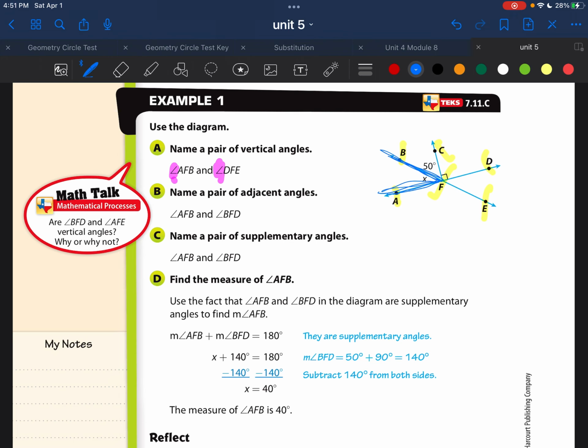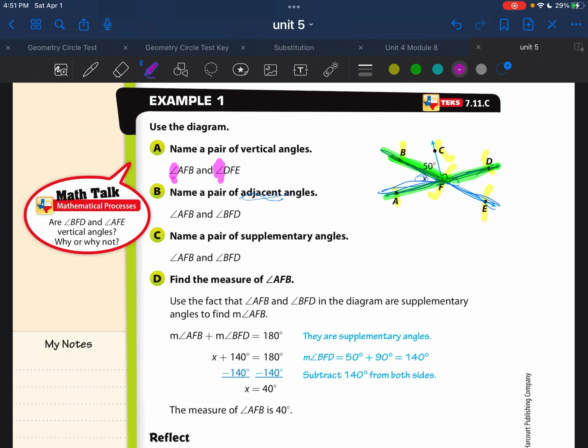Here, all right, and D, F, E. These are vertical angles, okay? So what that's saying is if this is X, this is X, okay? Adjacent angles just means that they are next to each other, okay? So we have A, F, B, and B, F, D. Okay.